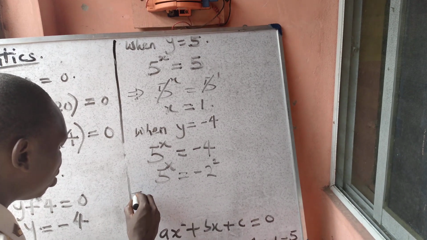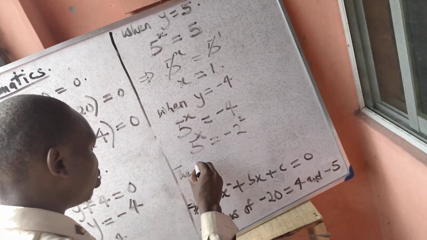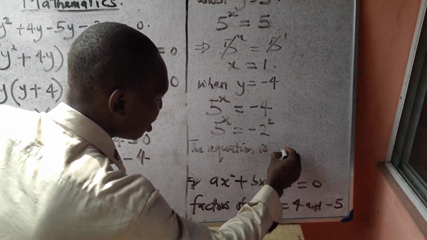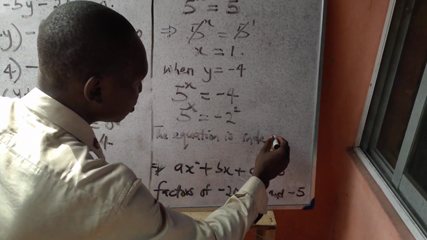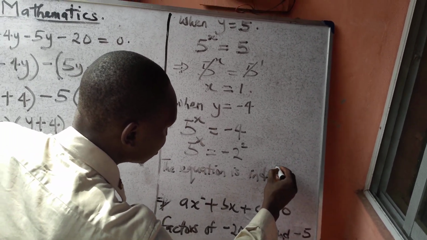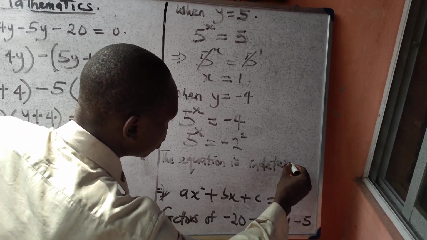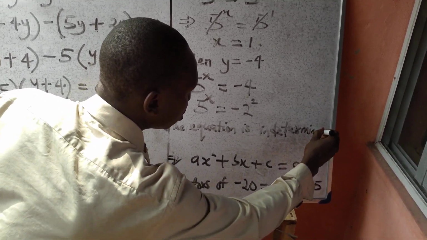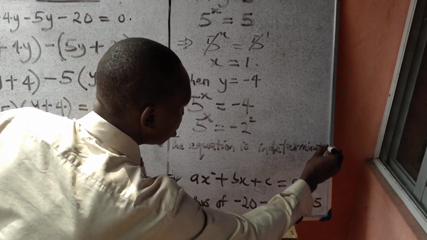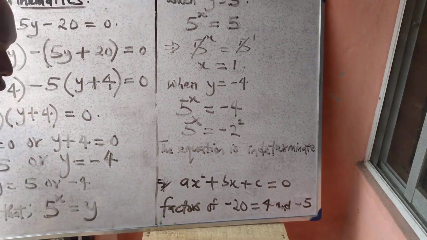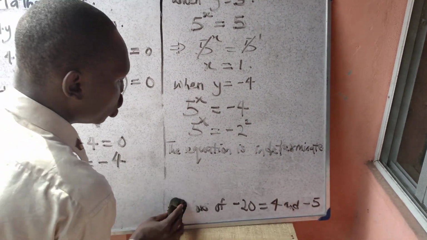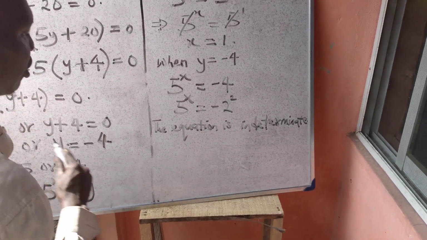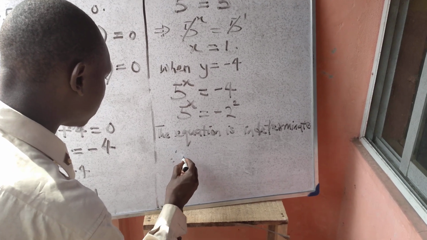Now, the equation is indeterminate. That means it cannot be solved. So finally we obtained, therefore, the value of x there is what?